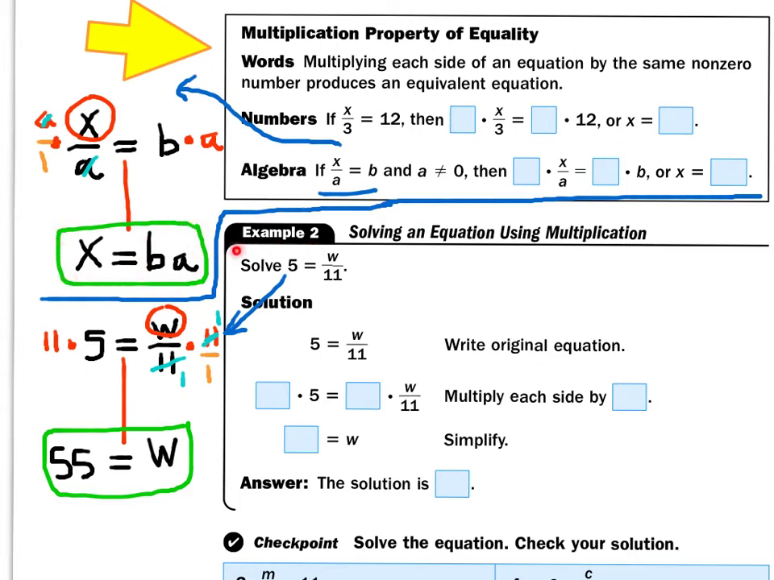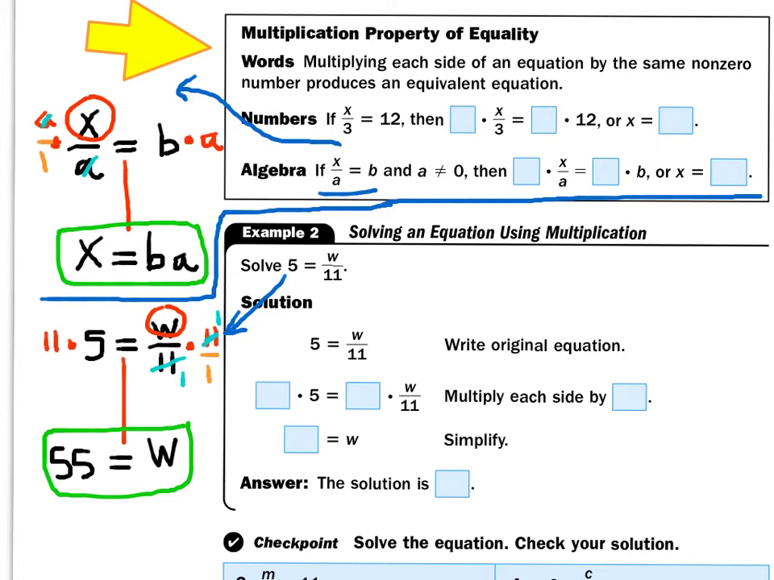Okay, let's take a look at example 2. They gave us 5 equals w over 11. So I copied 5 equals w over 11. Now I circled my variable, and I bring the wall down underneath the equal sign. And then take a look at what's touching the circle. It's dividing by 11, so we're going to do the inverse. We multiply by 11 on both sides of the equal sign.